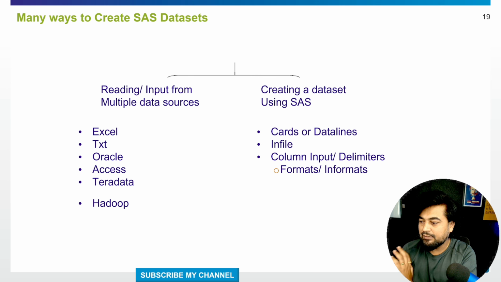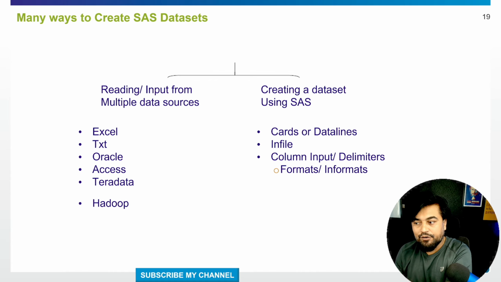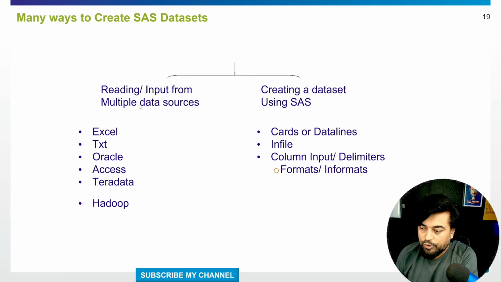Anyway, you can choose. Then, what are the ways to take inputs? I told you there are three ways to create a SAS dataset. Now we bifurcate that: reading input from multiple sources.